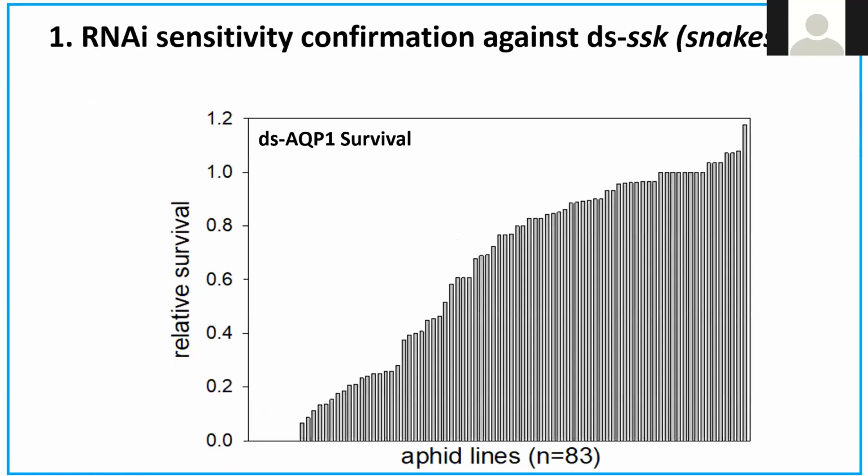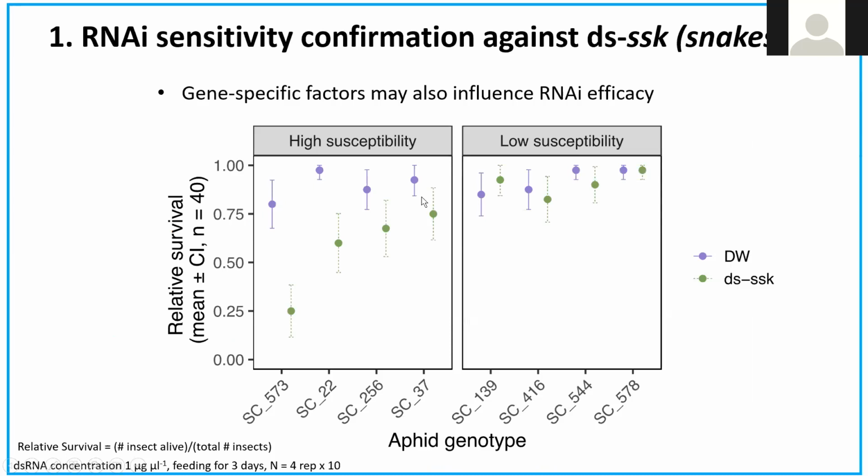Then we wanted to make sure whether this RNAi susceptibility is consistent with other lethal genes, such as snakeskin (SSK), well known as a membrane protein associated with the septate junction. So we selected a few highly sensitive and non-sensitive aphid lines from the previous result, this aquaporin survivor, and then we performed the dsRNA feeding assay against SSK. We have 4 highly susceptible and 4 non-susceptible lines here.